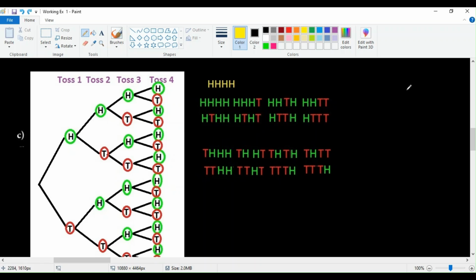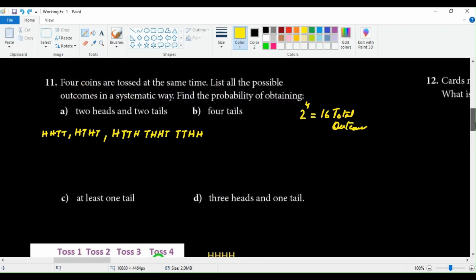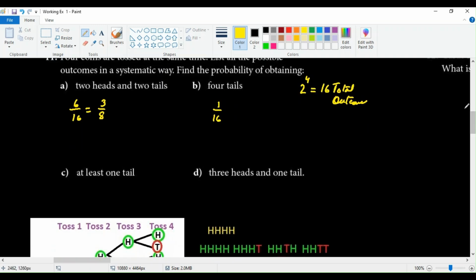Now moving back to the question. There are altogether six possibilities. Your answer is going to be 6 out of 16. Once simplified, it's going to give you 3 over 8. Now, four tails, there is only one possibility to have this, so I will write 1 over 16. Next comes at least one tail. All the possibilities are there out of 16, except one possibility when all the heads are there. So it's going to be 15 over 16 possibilities where you can get at least one tail.